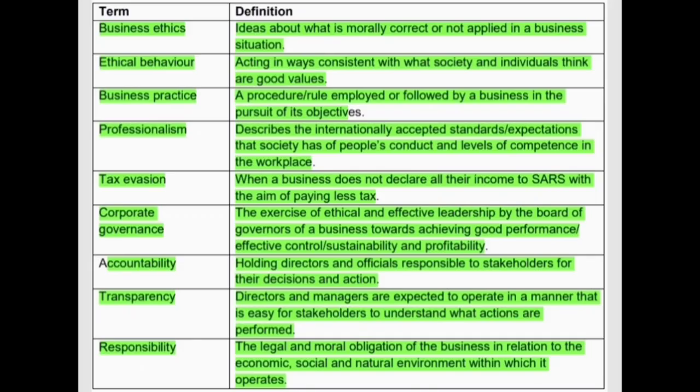Then let's go to the definition of accountability, as I was just giving you the example. Accountability is holding directors and officials or stakeholders responsible for a decision and action. That is what we are simply talking about when we speak about accountability in the workplace. As I said, today we will be dealing with ethical and professional behavior in the business.